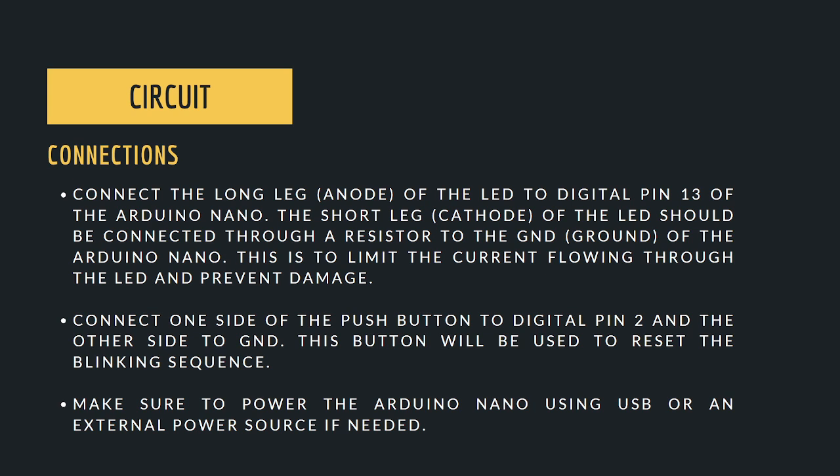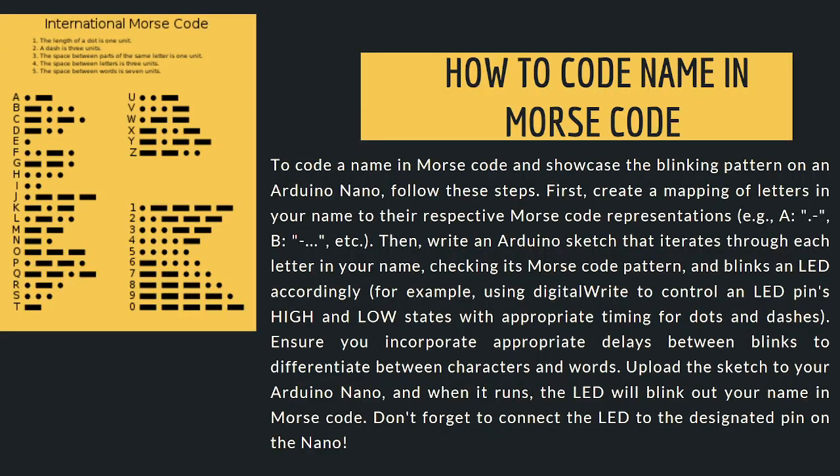Connect one side of the push button to digital pin 2 and the other side to GND. The digital pin 2 is the pin that I have used in my code. This button will be used to reset the blinking sequence. Make sure to power the Arduino Nano using USB or an external power source if needed.